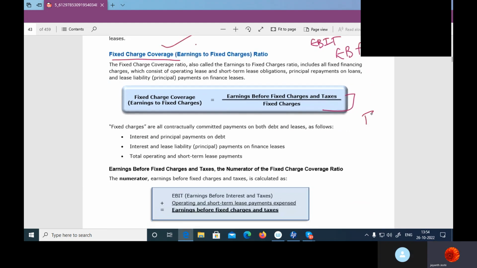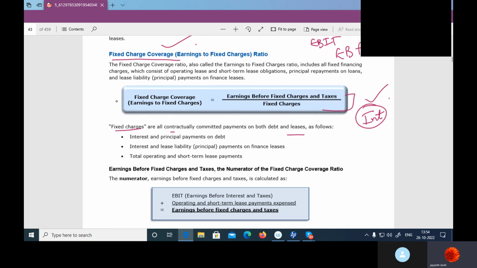Now, interest is also a fixed payment. Of course, you pay fixed interest. But apart from interest, there are certain other fixed obligations you may have. What are those fixed charges which you have to pay because you are contractually bound to pay? Like rent, but we don't take rent here. That's not a part of this. We take leases.